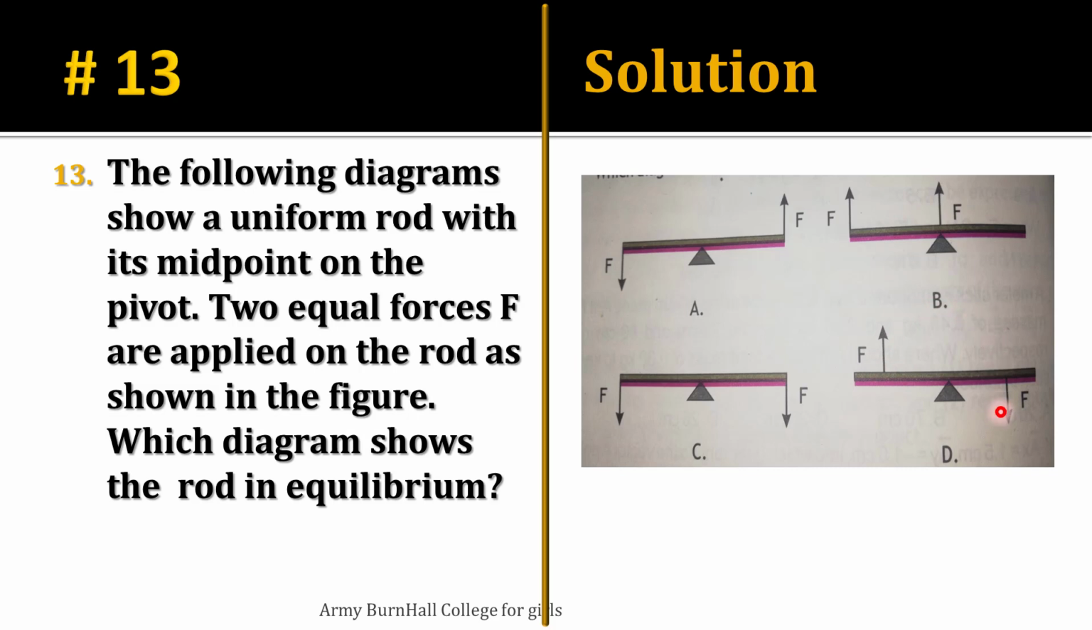This rod again is producing a couple. What about this rod? We have a clockwise torque due to this force and an anti-clockwise torque due to this force. So clockwise torque is equal to anti-clockwise torque. So this rod is in equilibrium. So we will say option C is the correct option. This rod is in equilibrium.